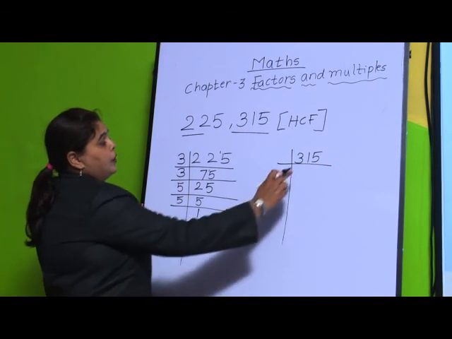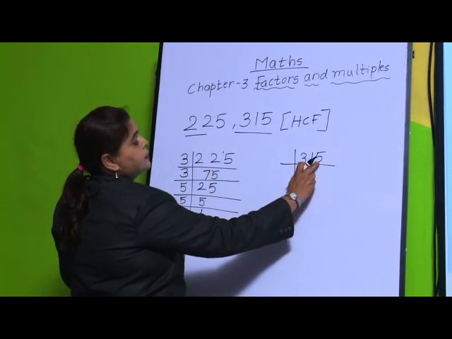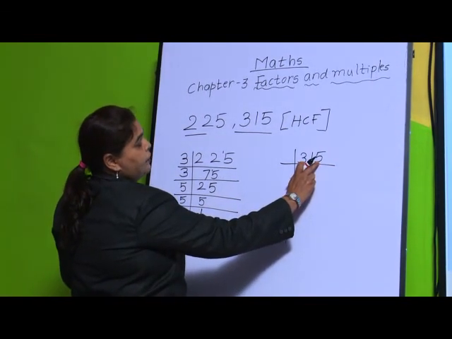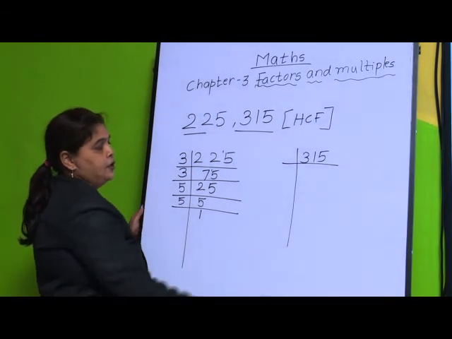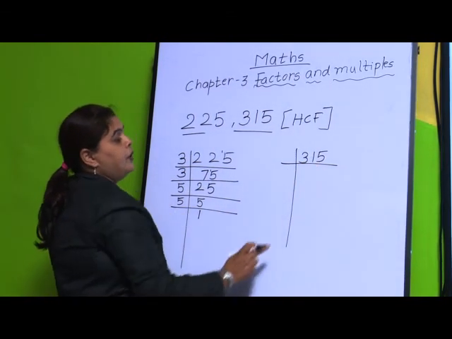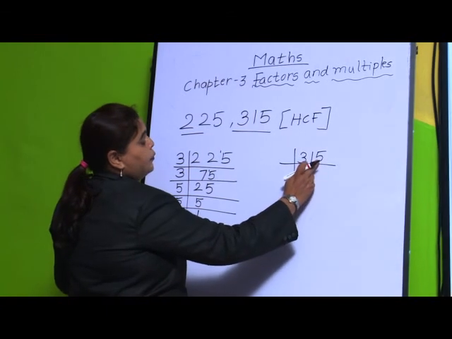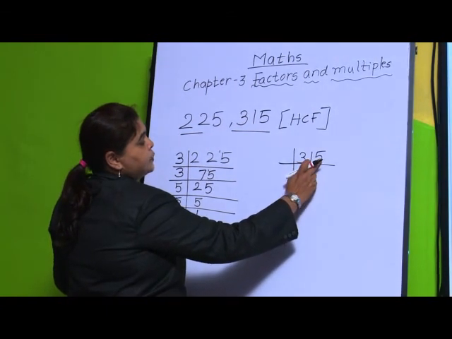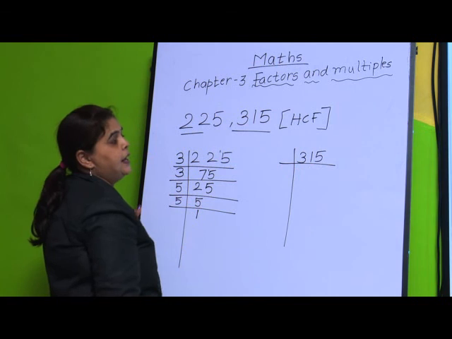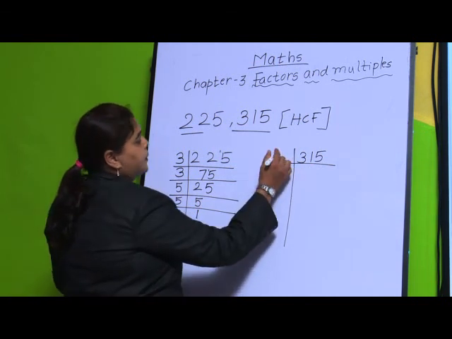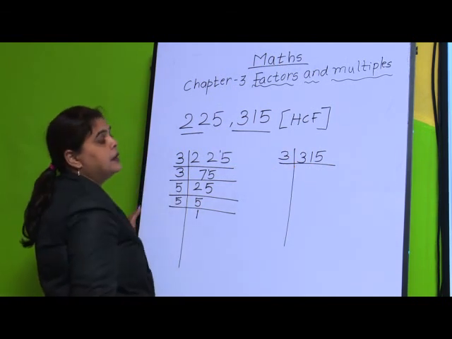Again, we do not have an even number in the ones place, that is 0, 2, 4, 6, 8. We are having an odd number. We will try with 3. We will do the sum of the digits. This is 5 plus 1 is 6, 6 plus 3 is 9. So, it is a multiple of 3. So, we will write 3 here.